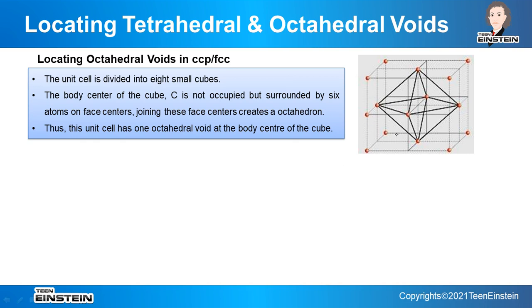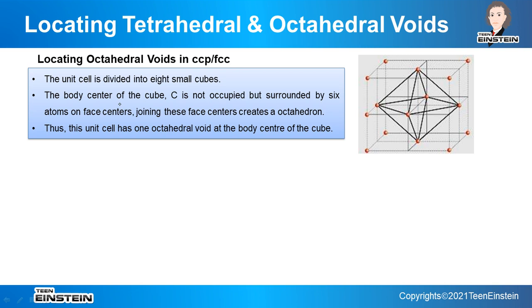Okay, so here we have this unit cell which is divided into 8 small cubes. These 8 small cubes, don't think that they are individual unit cells. Here we have only one unit cell, but for our convenience we have divided it into 8 small cubes. So that is clear from this picture. 1, 2, 3, 4, then 5, 6, 7, 8.